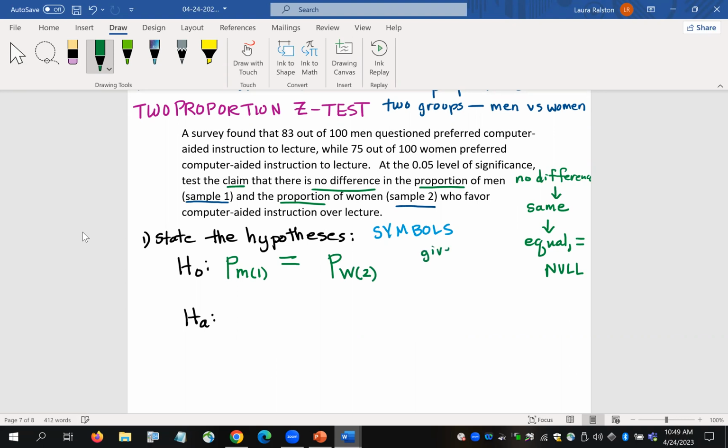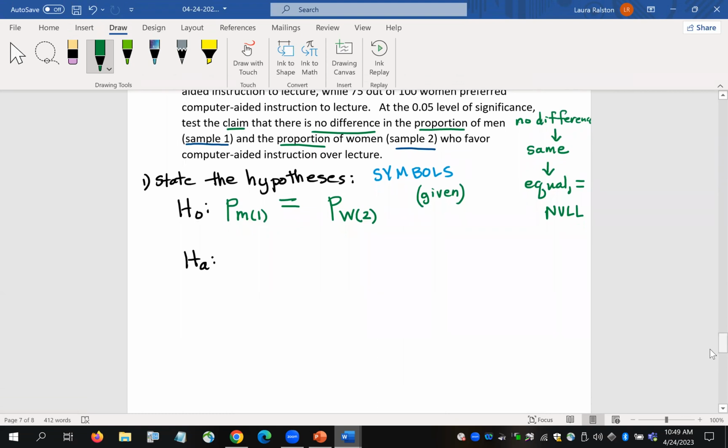If you want to use 1s and 2s, you can. I kind of like using M and W for men and women, but you could do it however you like. If the null is equal, that means the alternative will be not equal, because they have to be exact opposites.